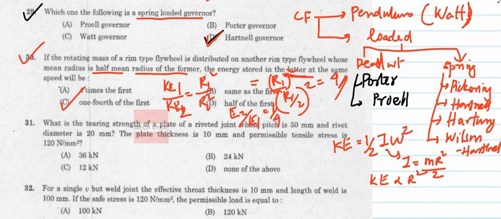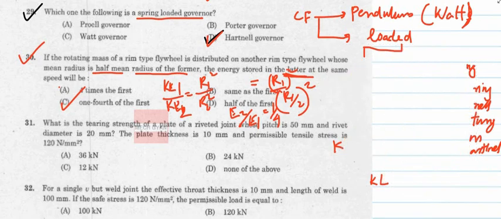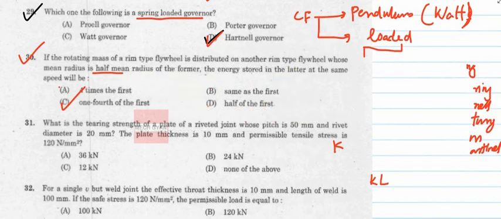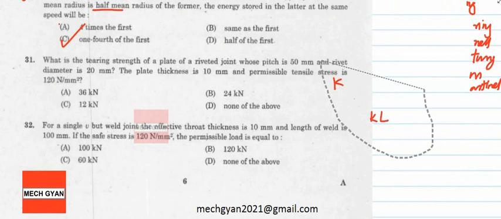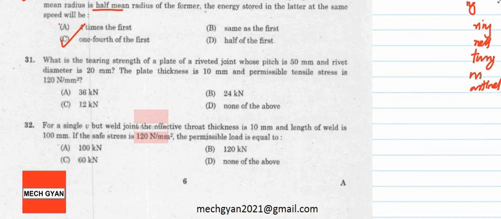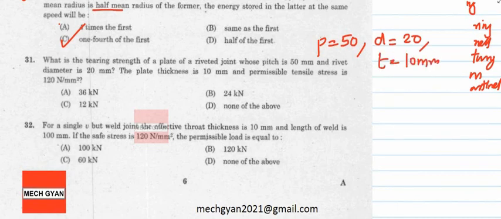So question number 31. What is the tearing strength of a plate of a riveted joint whose pitch is 50 mm and rivet diameter is 20 mm? The plate thickness is 10 mm and permissible tensile strength is 120 N/mm square. First we have to note down all the given data. Pitch is 50, rivet diameter d is 20, plate thickness t is 10 mm, and permissible tensile strength sigma_t is 120 N/mm square.